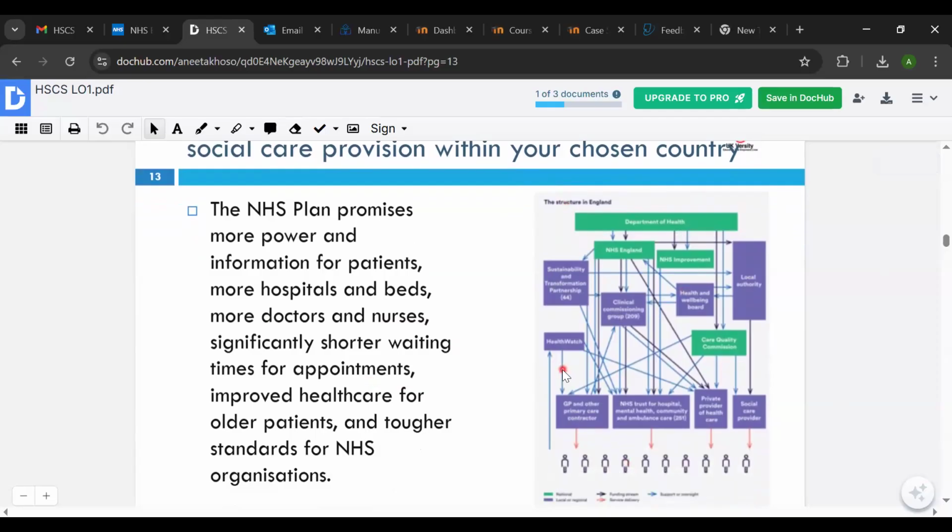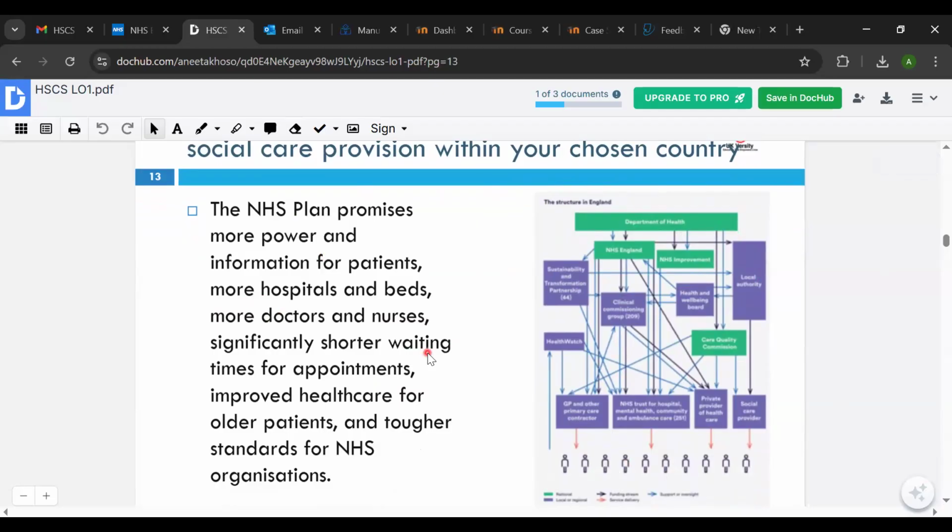So this is a diagram. It's not very clear, I'll just go through it with you. So this is the structure within England of the NHS. The NHS plan promises more power and information for patients, more hospitals, beds, availability of them, more doctors and nurses. So this shortens your waiting times for appointments significantly.